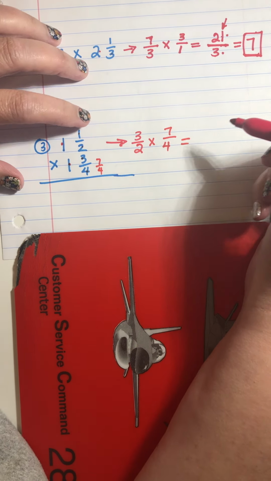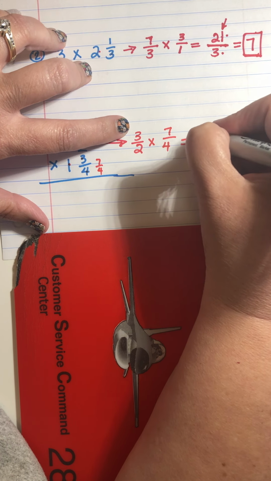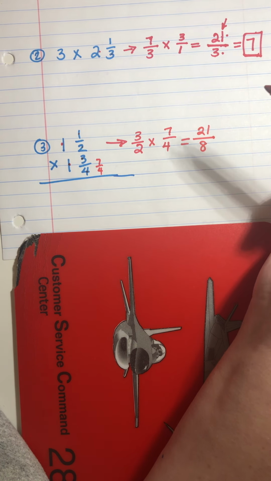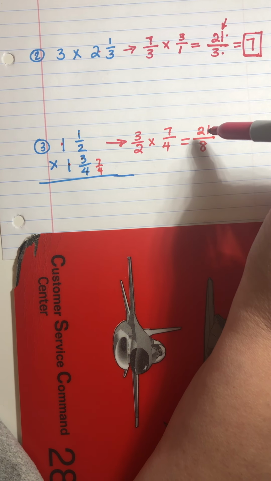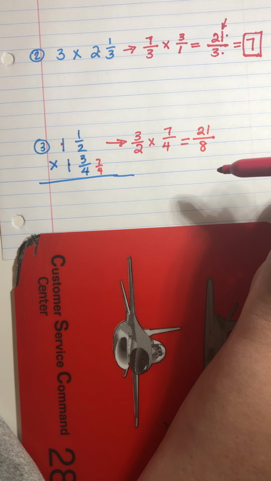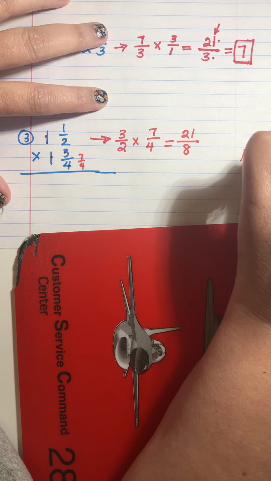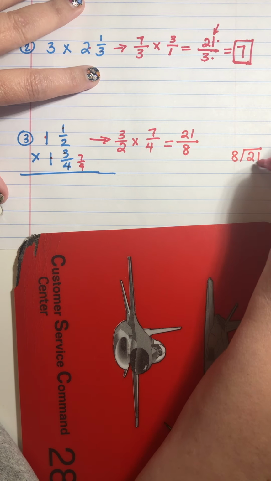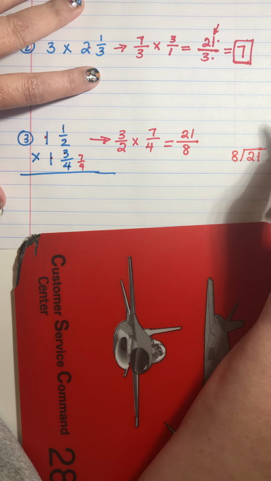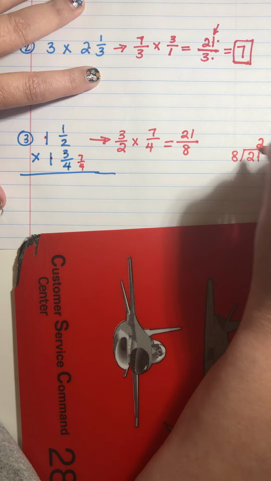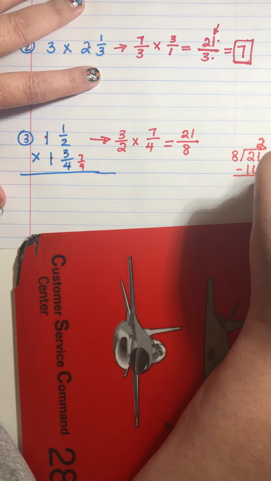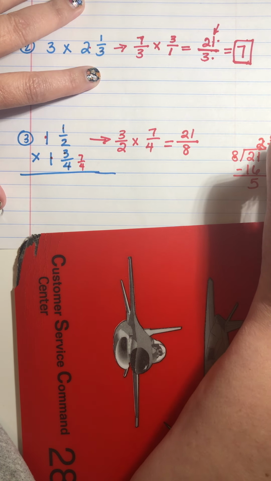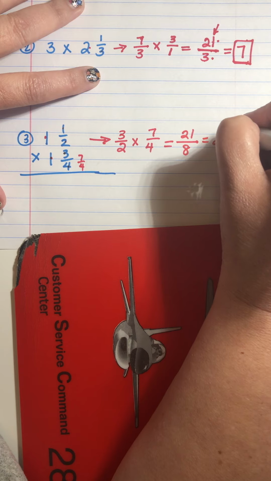I start with my numerators. 3 times 7 is 21. 2 times 4 is 8. Now, this is the same fraction rule. I have an improper fraction that I need to turn into a mixed number. So I can divide 21 divided by 8. If you can do it in your head, go ahead and do that. If not, we'll do it this way. So 21 divided by 8, the closest I can get without going over, is 2. 2 times 8 is 16. 21 minus 16 is 5. So I take my remainder over my divisor. So the answer is 2 5/8.